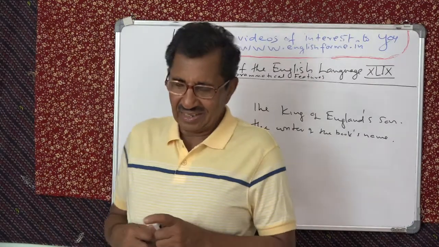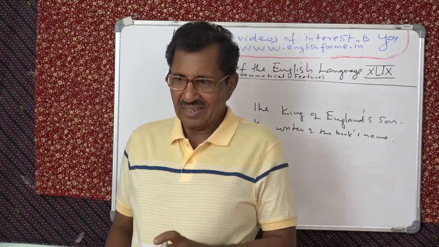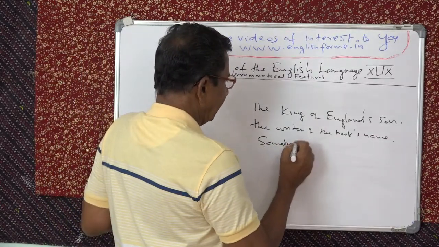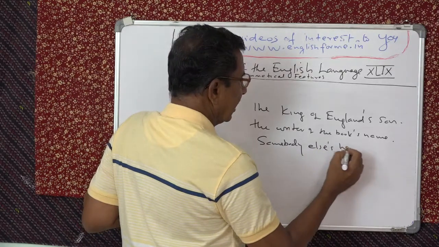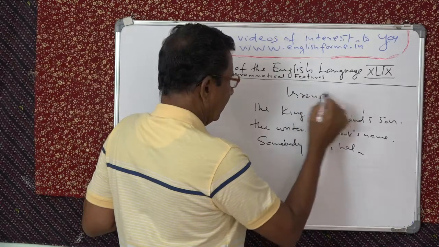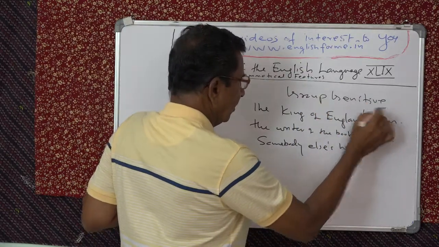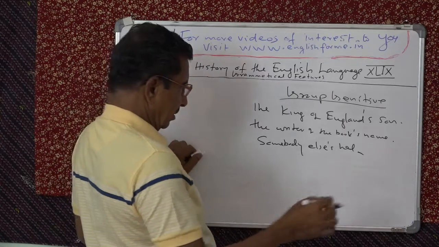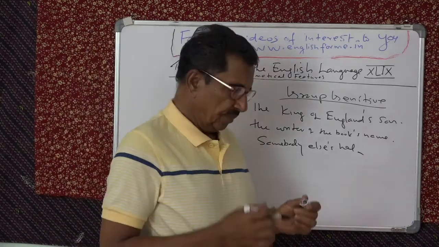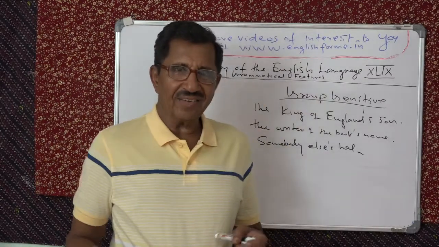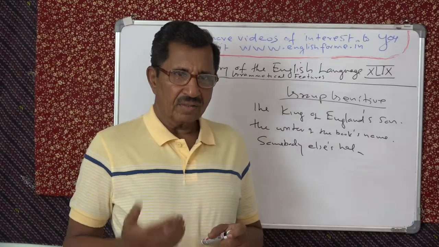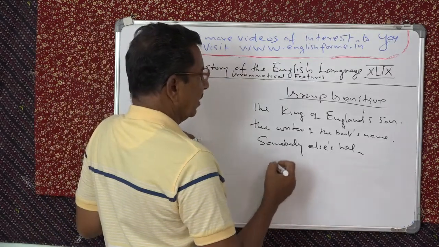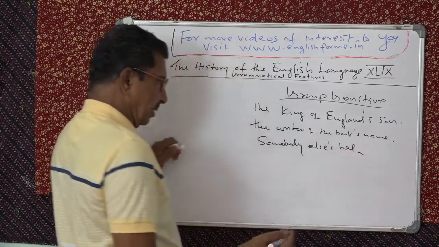And you have got another very interesting thing: somebody else's hat sometimes. This is somebody else's hat. It's called the group genitive. Very often it happens. Nowadays we can say somebody else's hat. Then we can say the writer of the book's name. You can make one like this.